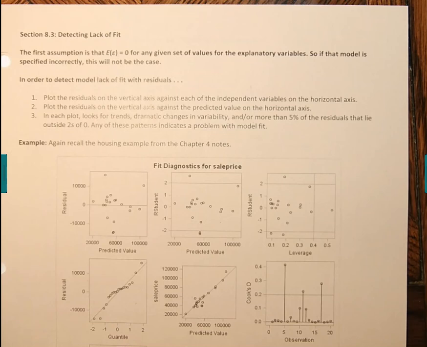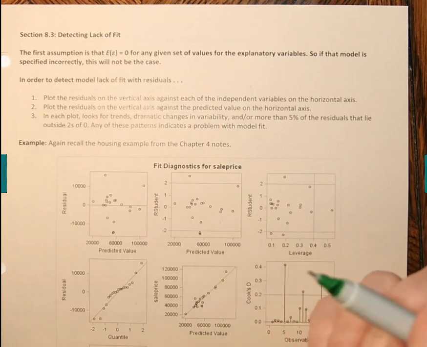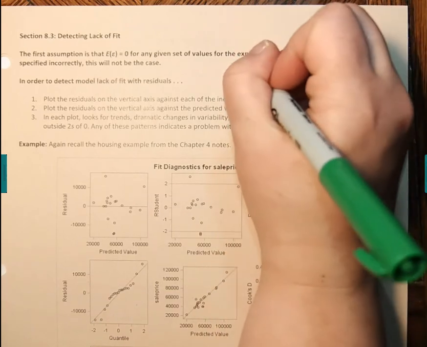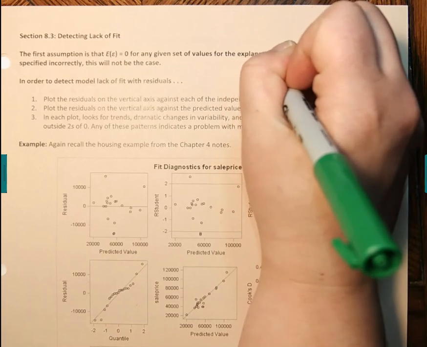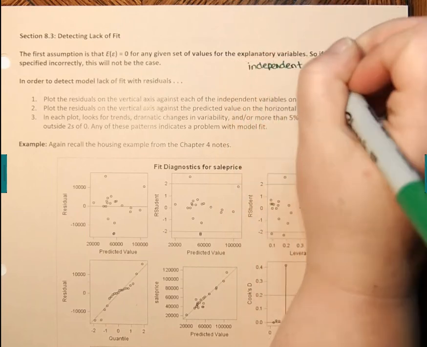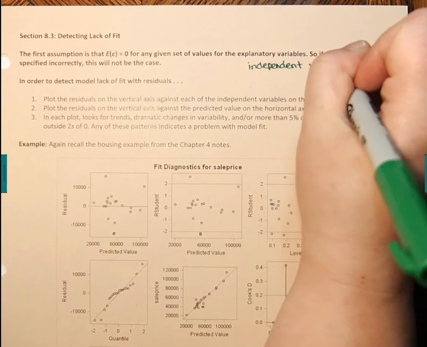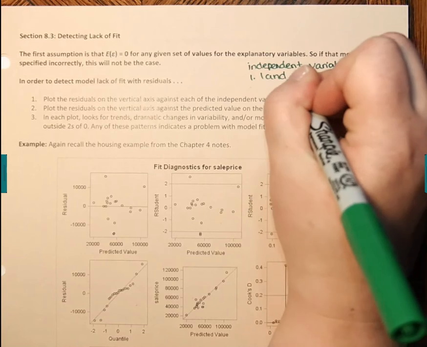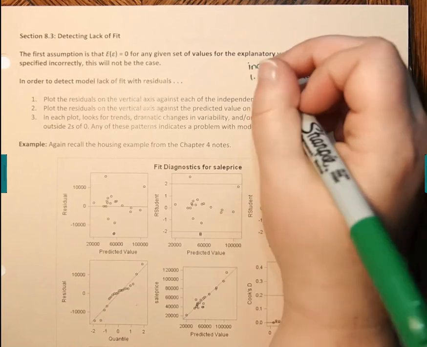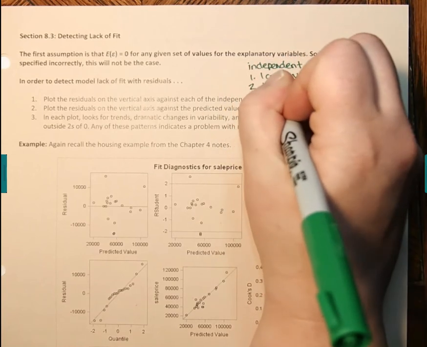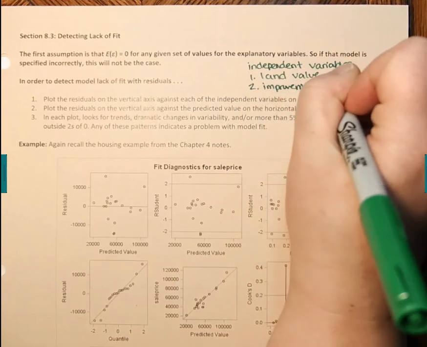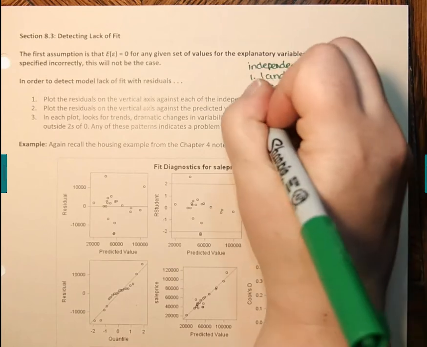So just as a reminder, for our example that we've been looking at, we had 3 different independent variables, and let's just write them on this page so we have them. The first one is we have land value, we have improvement value, and we have area.